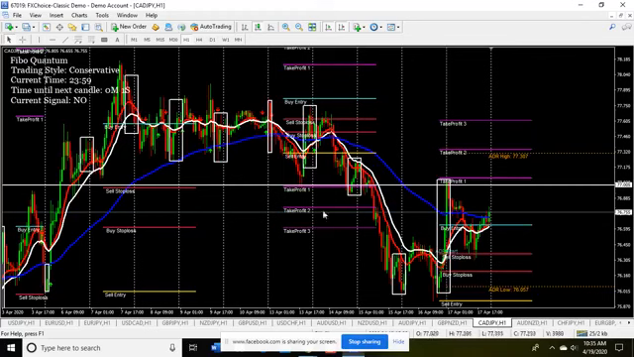Okay. Let's go back to see. We would take this sell entry right here, however. Okay. We would not take this sell entry either. Okay. Because at the time of this entry, the global trend is still up.